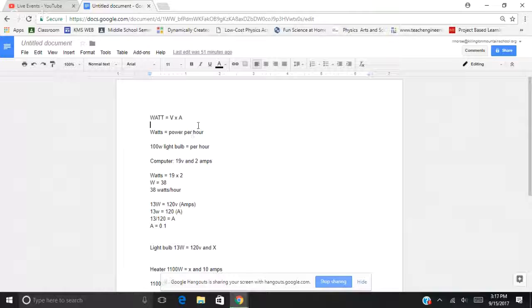I looked at the back of a couple of things. So like for my computer, the one I'm using right now, on the back of it, it's got 19 volts and 2 amps listed on its little sticker. It's got V for volts and A for amps. And so if we wanted to calculate the watts, it's volts times amps. So the watts of my computer are 19 times 2, which is 38. So my computer uses 38 watts per hour.